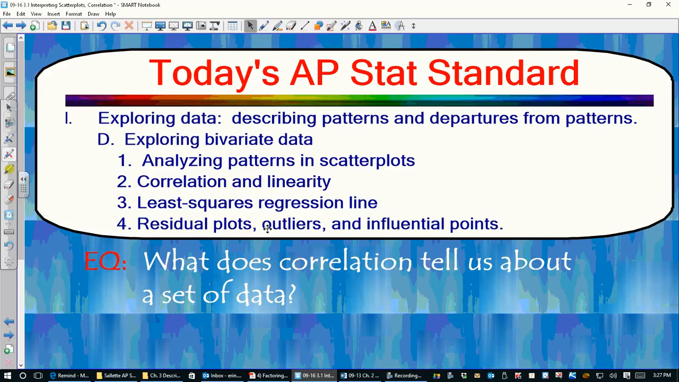So, here are today's standards. We're going to be analyzing scatterplots, and we're talking about correlation and linearity. We'll eventually get to a least squares regression line with residual plots, outliers, and influential points, but today we are just going to talk about correlation in terms of bivariate data. That's your response variable and your other variable, your explanatory variable.